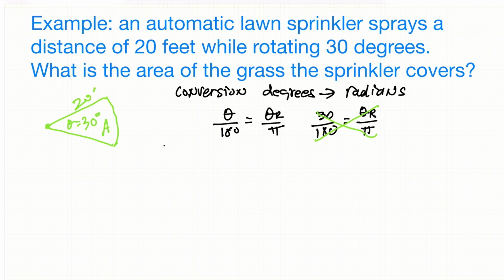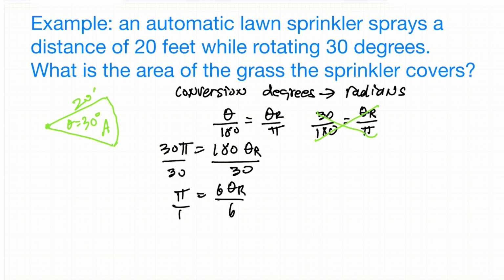So what we get next is 30 pi is equal to 180 theta r. Now we can divide both sides by 30. So pi is going to be equal to, and 180 divided by 30 is 6, theta r. Divide both sides by 6. And theta r now is going to be equal to pi over 6. So that's the number of radians we need.